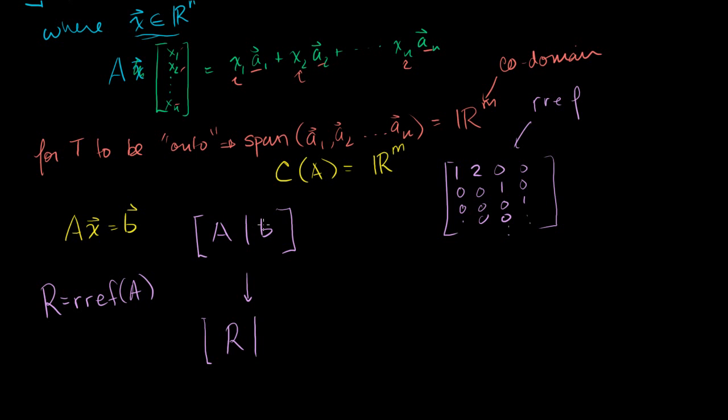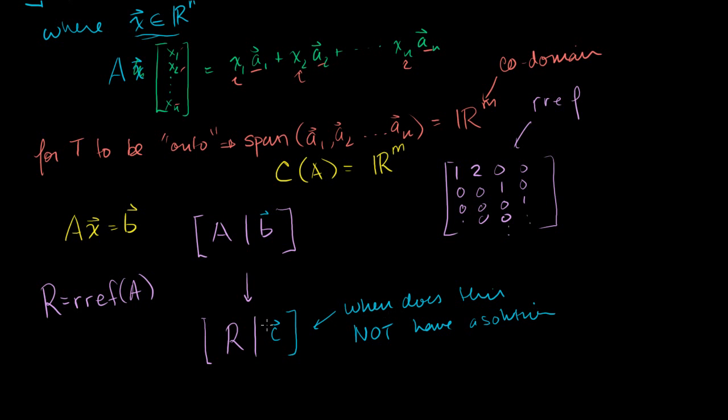So this vector b right here, I guess I could write it as a vector, is eventually going to be some other vector c right here. If this is 1, 2, 3, maybe I perform a bunch of operations and this will be 3, 2, 1, or something of that nature. Now, when does this not have a solution?